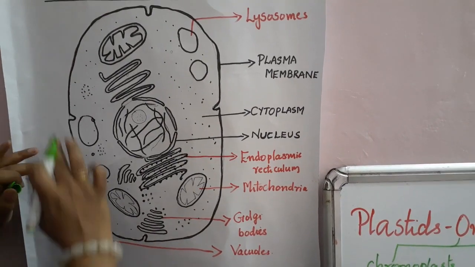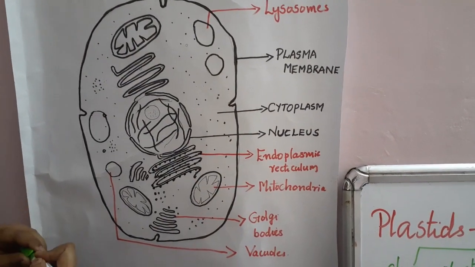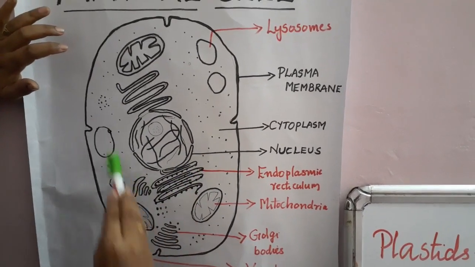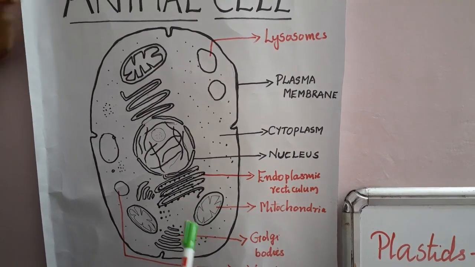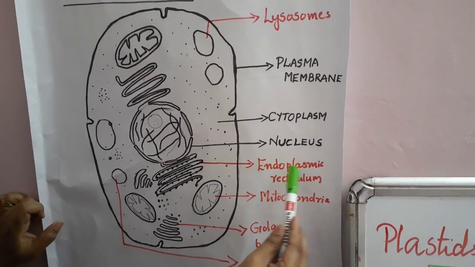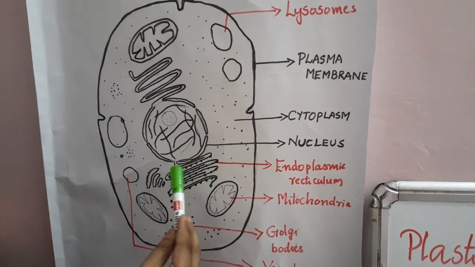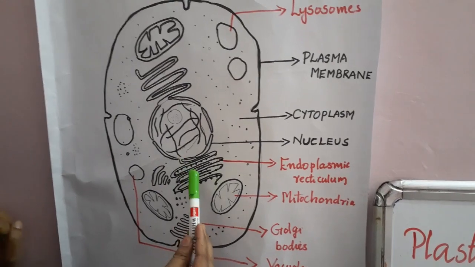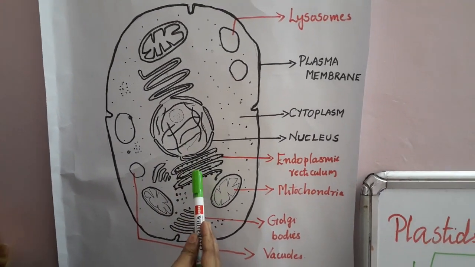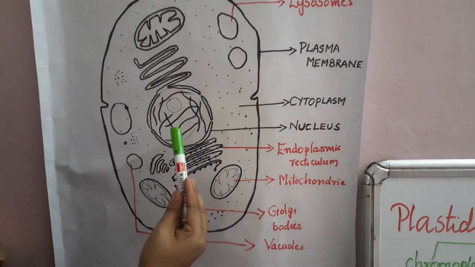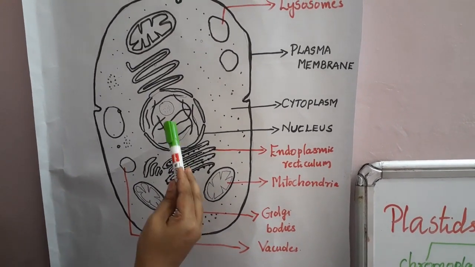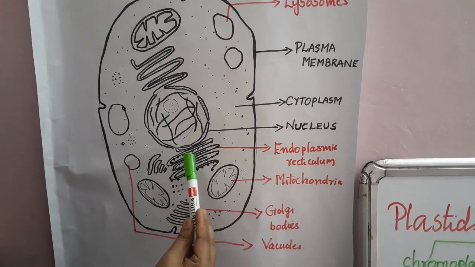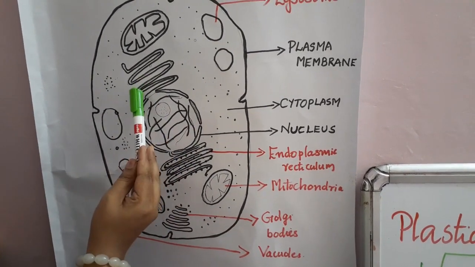Okay, so once again we will revise. This is the animal cell. The membrane-bound organelles which we see in the cytoplasm are known as the cell organelles. First we have the endoplasmic reticulum. The endoplasmic reticulum is a network of membrane-bound tube- or sheet-like structures which extend from the nucleus to the cytoplasm. The main purpose of the endoplasmic reticulum is to transport material from the nucleus to the cytoplasm. The two types of endoplasmic reticulum are the rough endoplasmic reticulum and the smooth endoplasmic reticulum.